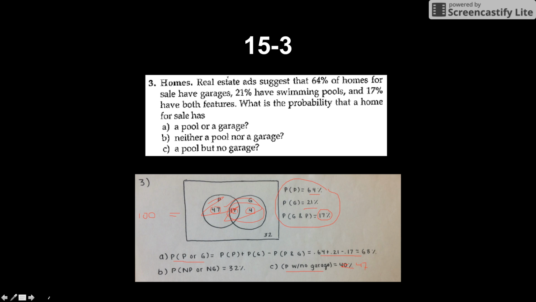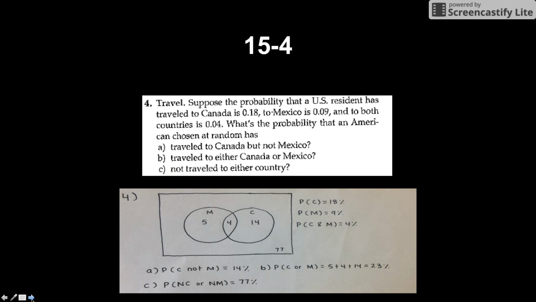Our next question is number 4, very similar. I set it up in a very similar way. I'll try to keep this a little bit neater. So I first write down all of my probabilities. I then transfer those into the Venn diagram. I always start with my center. The overlap is 4. I subtract 4 from 18 to give me this whole circle.